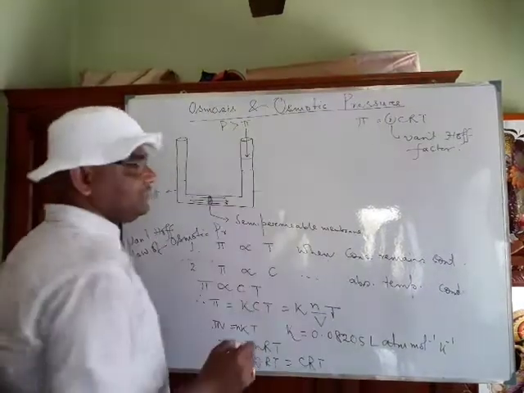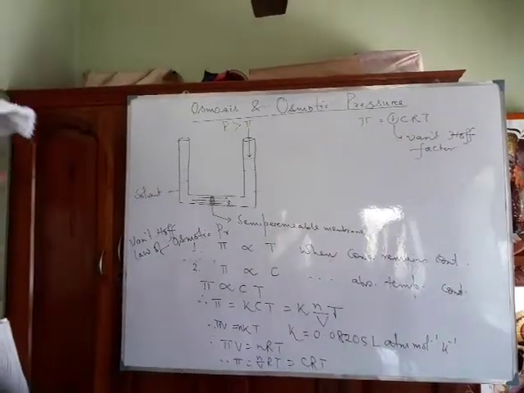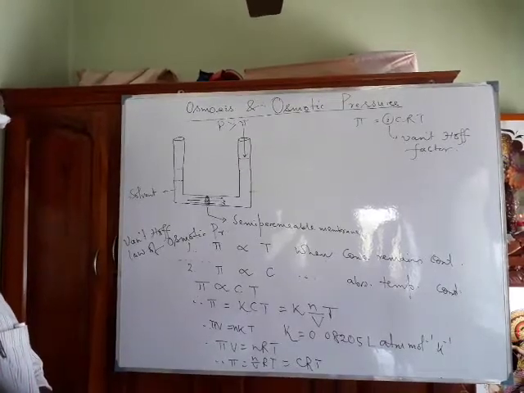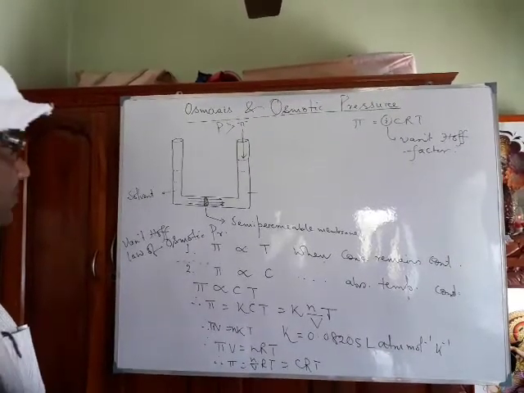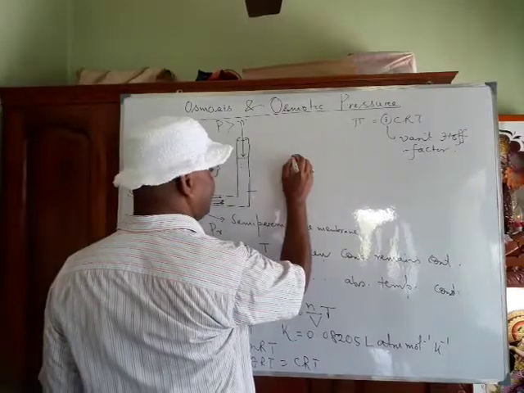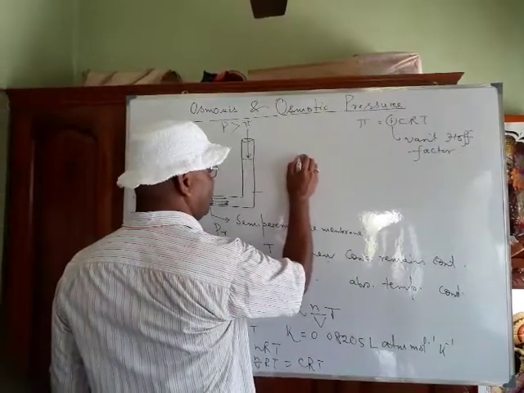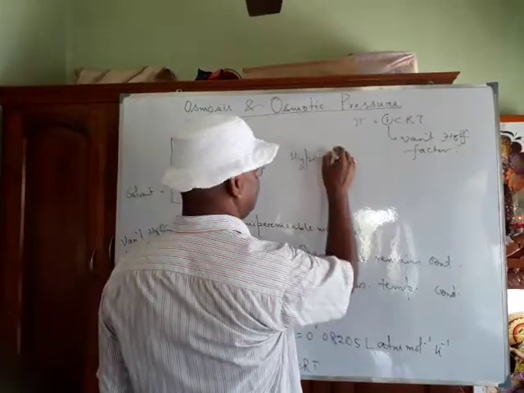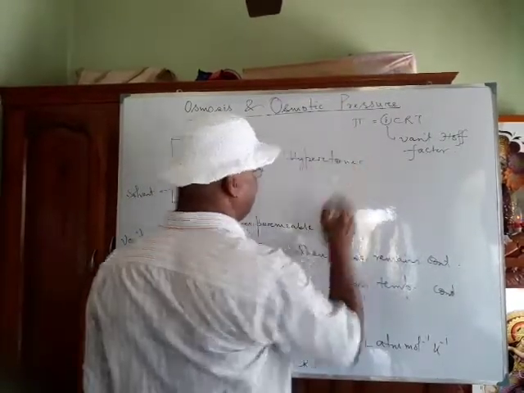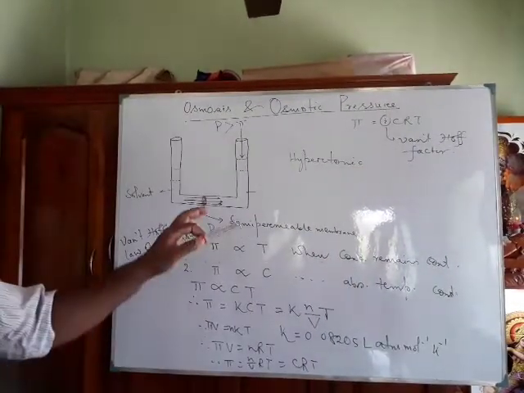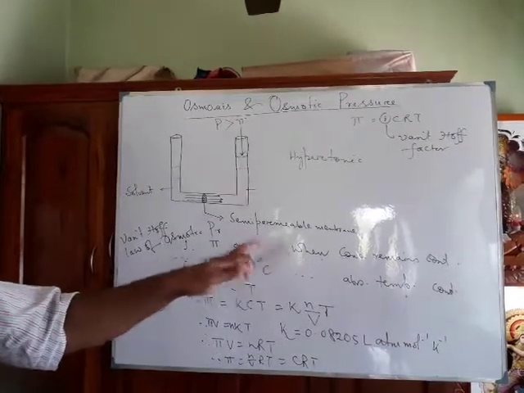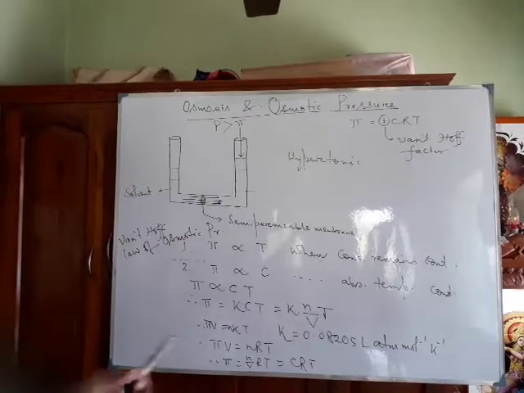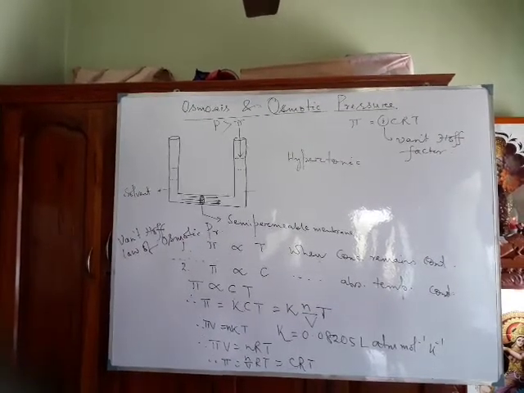Actually this kind of classification is made on the basis of osmotic pressure of two solutions, means osmotic pressures of two solutions are compared. If the osmotic pressure of a solution is more than the other, then this first solution will be called hypertonic with respect to the second one.